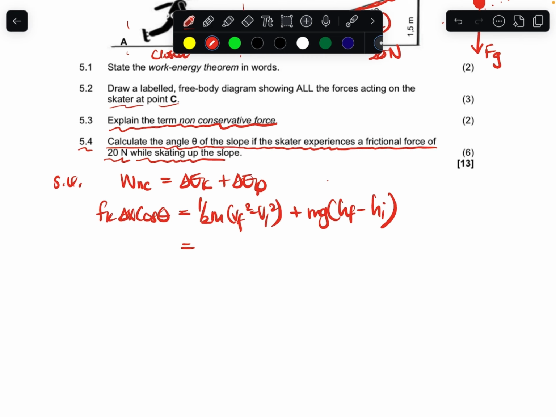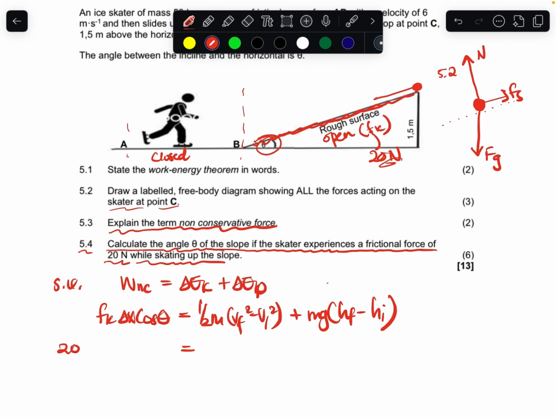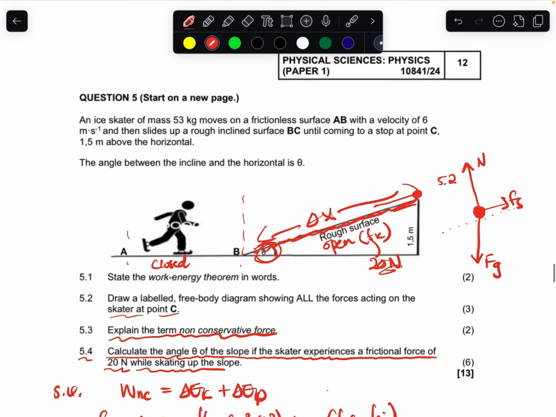The frictional force, we are told it's 20, so it's going to be 20, and the displacement we do not have. You see, we're going to have two unknowns here. We are looking for the angle, and we don't have the change in x. So I'm going to just put it like that. We're going to first find change in x, and then cos 180. All the time the friction is cos 180. And then the mass is 53.